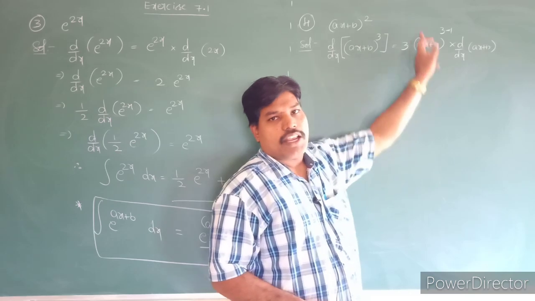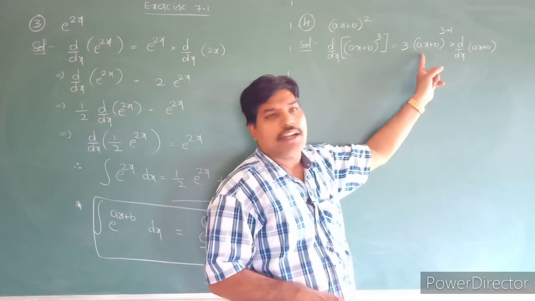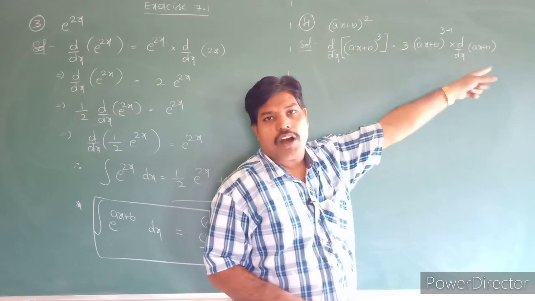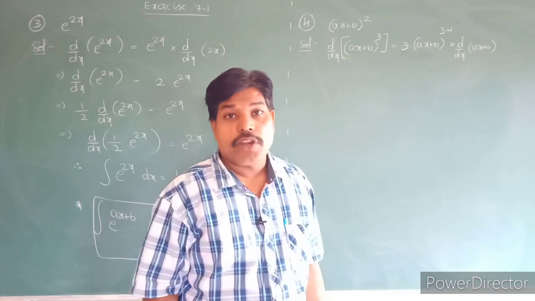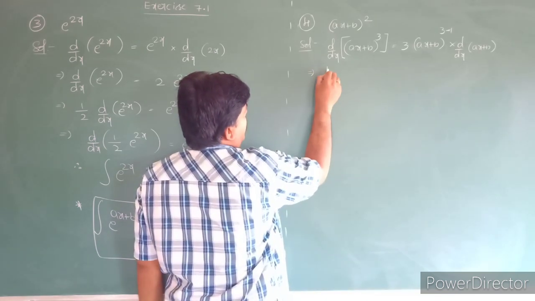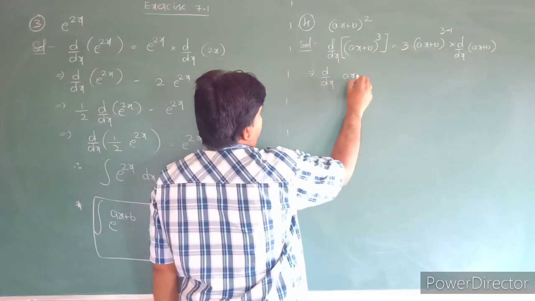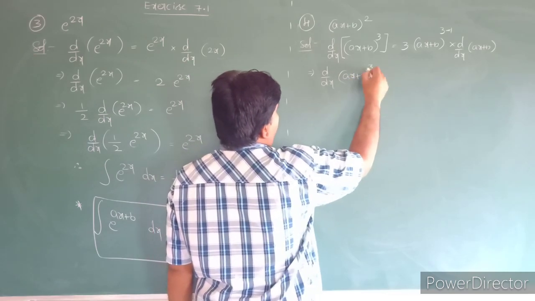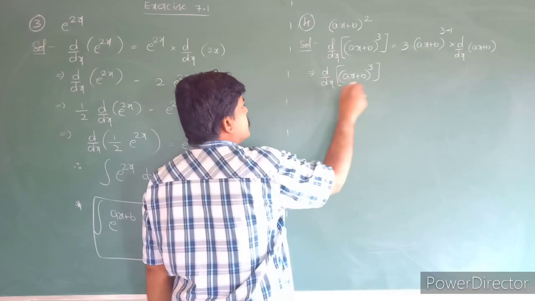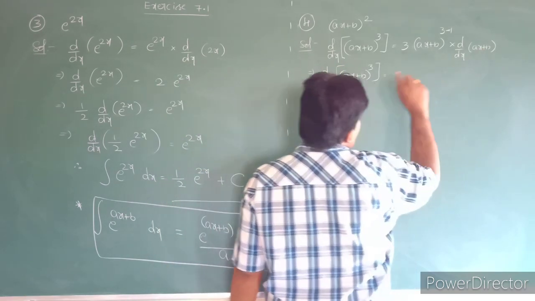So x power n derivative is n into x power n minus 1. But it is not x, so we have to differentiate the function once again, the derivative of ax plus b. So it is a function. That implies the derivative of ax plus b whole cube is equal to, ax plus b derivative is a.